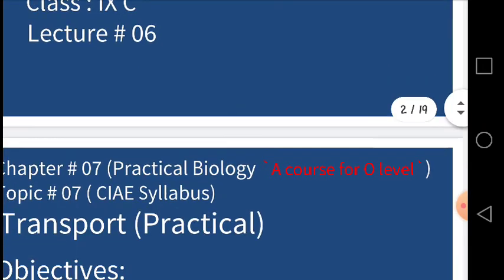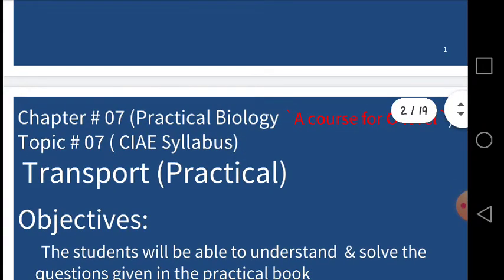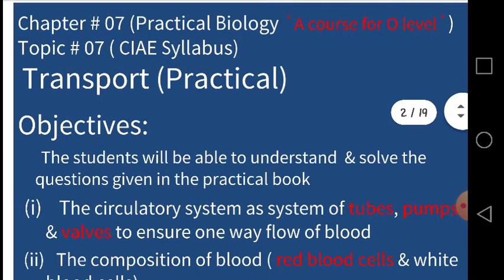Dear students, today's topic is transport, and we will focus on the practical work. This topic is taken from your book Practical Biology, a course for O level, chapter number 7, and topic number 7 according to the CIE syllabus. Inshallah, we will understand the practical procedure, the apparatus requirement, and solve the questions given in the practical book.